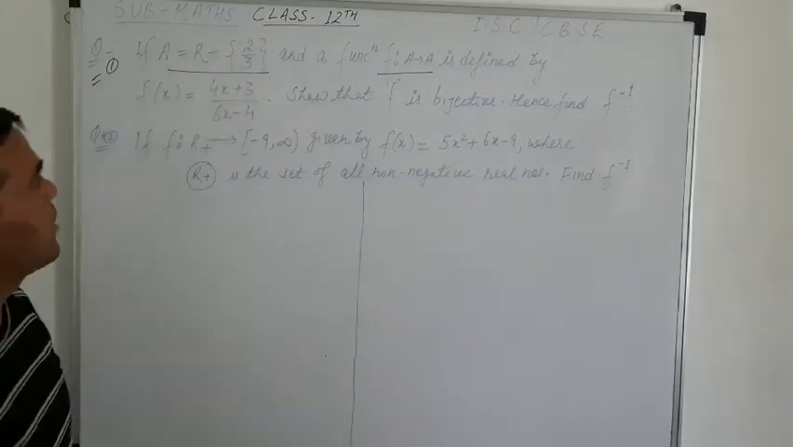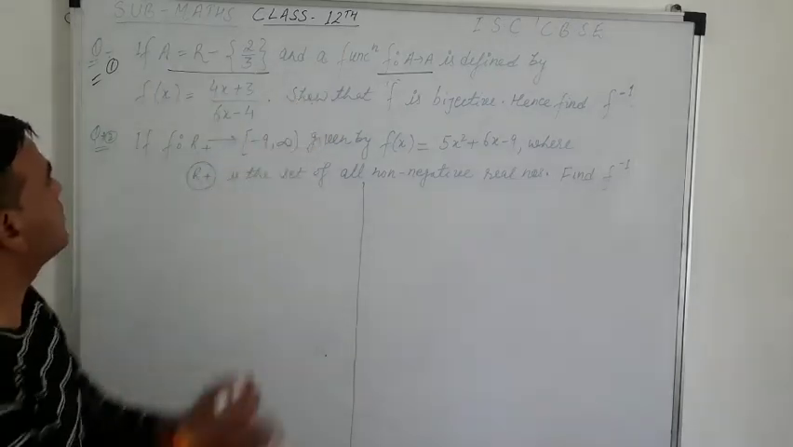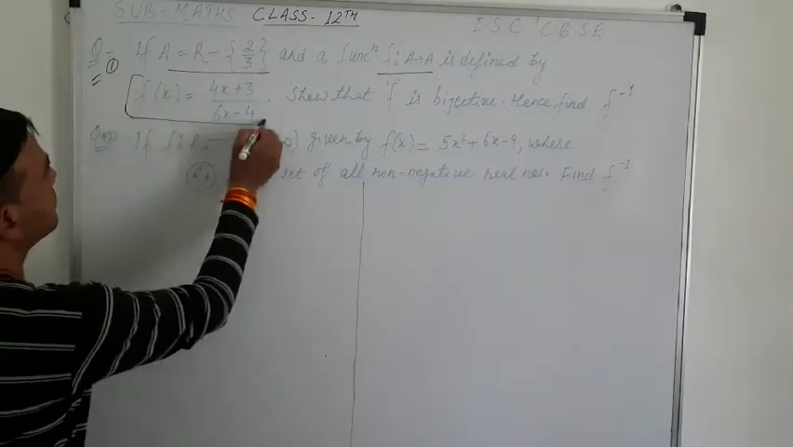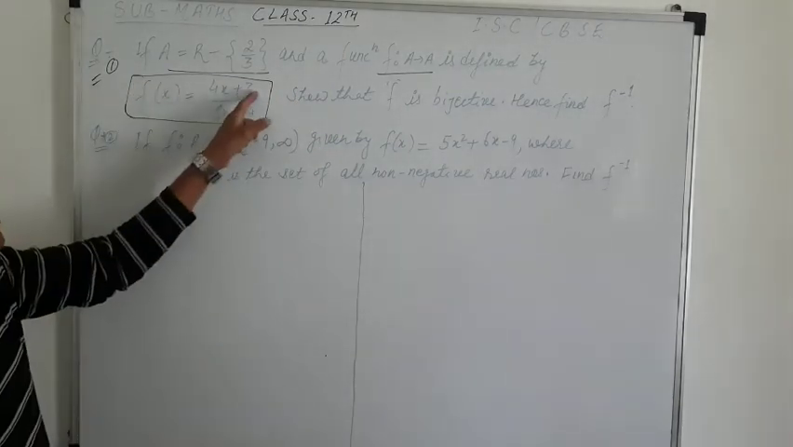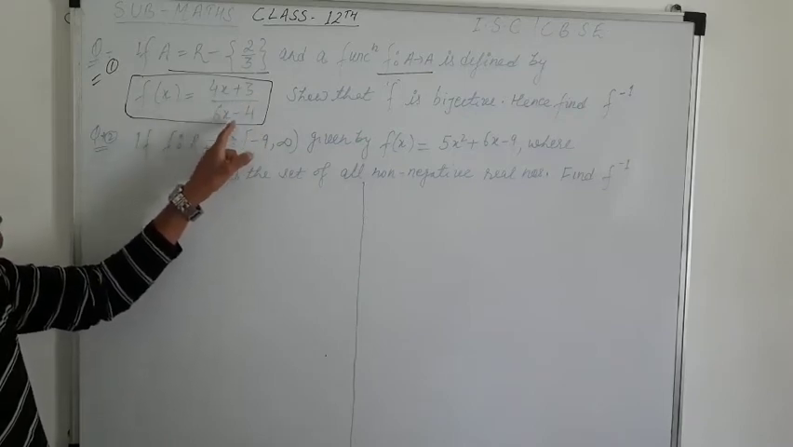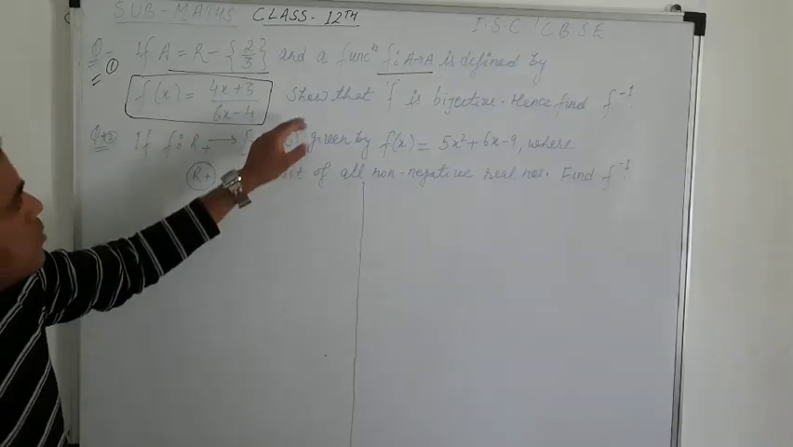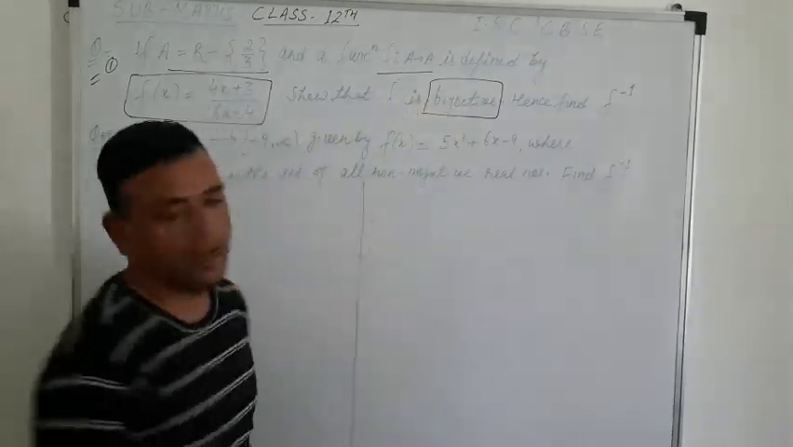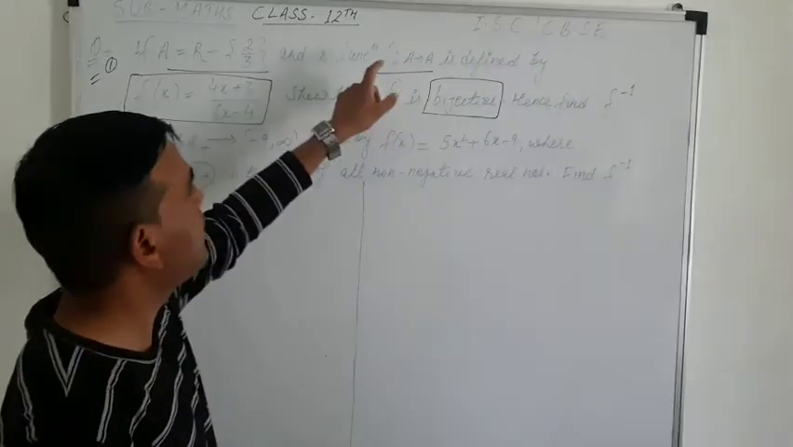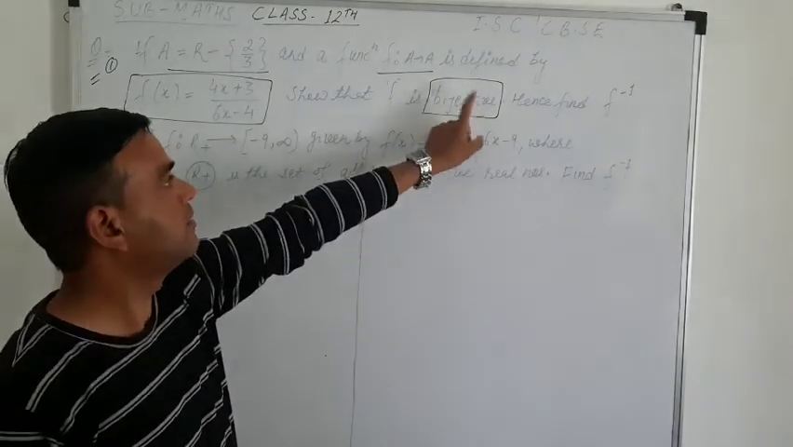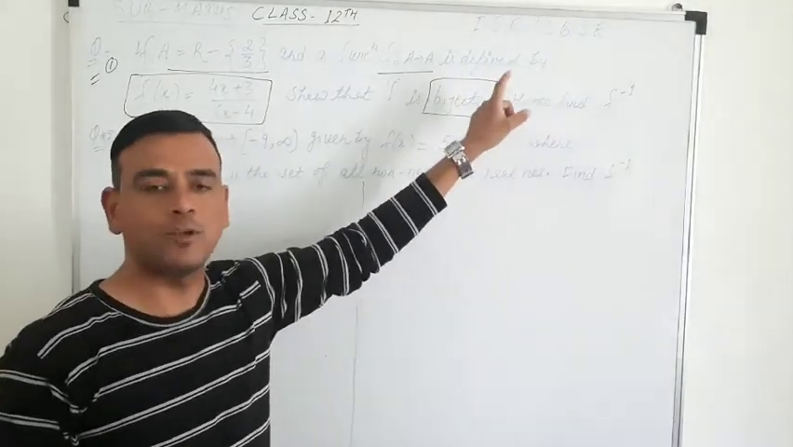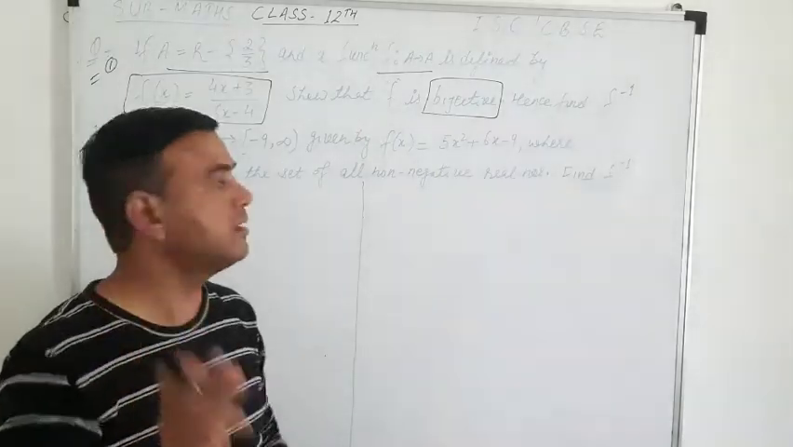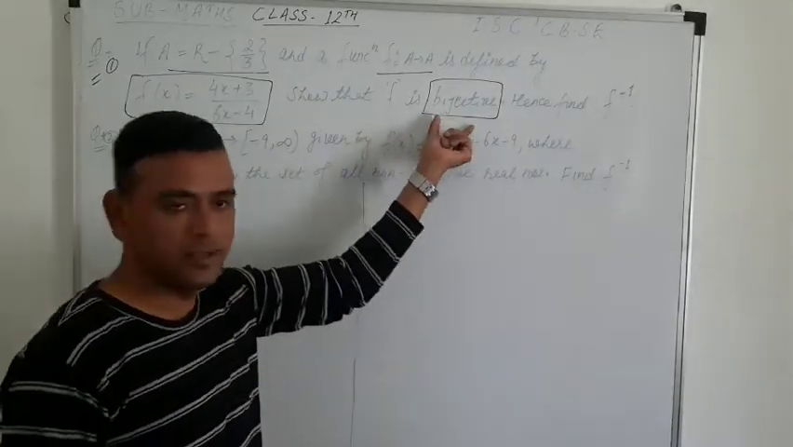First of all, this function is defined as f(x) = (4x + 3)/(6x - 4), and we have to show that this function is bijective. You better know that bijective means we have to show that this function is one-one as well as onto. In that condition, this function will be bijective.